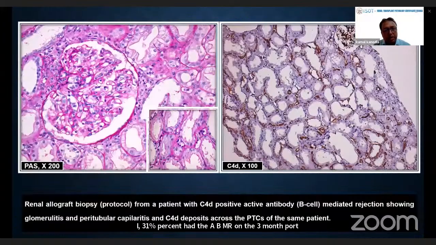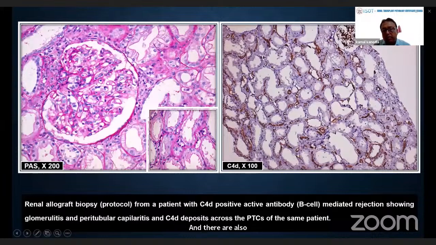So this is the histological picture of antibody-mediated rejection. You can see the PTC inflammation, the peritubular capillaritis, and there is also glomerulitis. And the C4d was positive, diffuse C4d positivity seen in the PTC membrane. That is, a linear C4d deposition is seen, and the score is C4d3. So microvascular inflammation with C4d positivity is suggestive of antibody-mediated rejection.